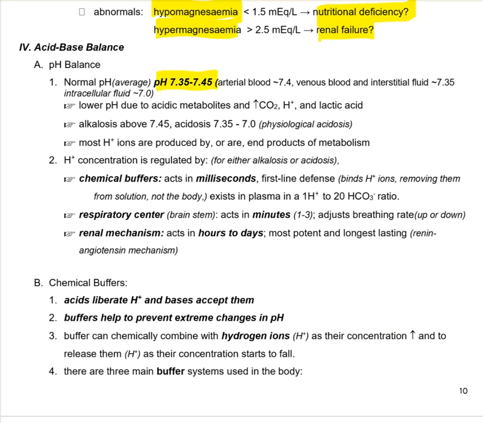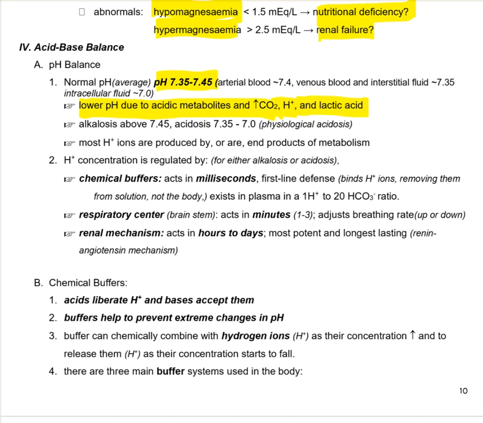It's around 7.35 to 7.45. Arterial blood tends to be a little bit more basic, the venous blood a little bit more acidic because of waste products coming from the tissues. The lower pH is due to those acidic metabolites coming from tissues. So things like high carbon dioxide, high lactic acid, high hydrogen protons.